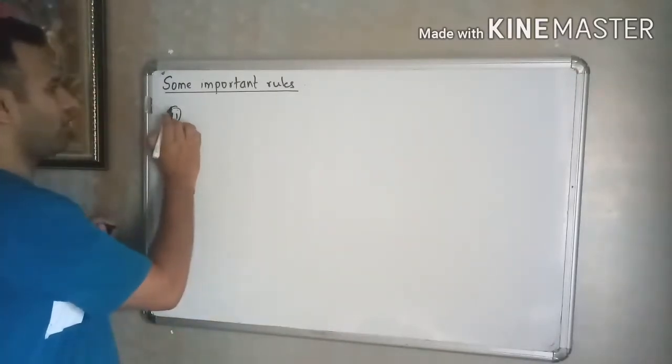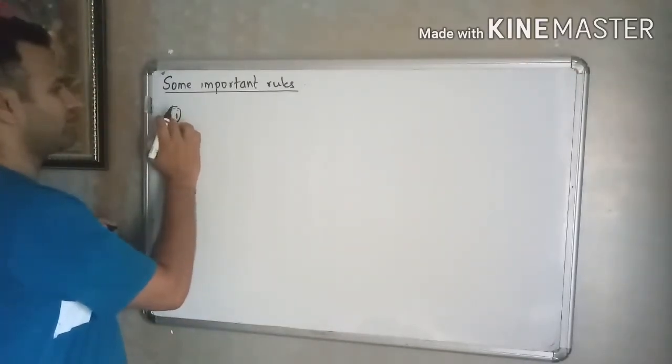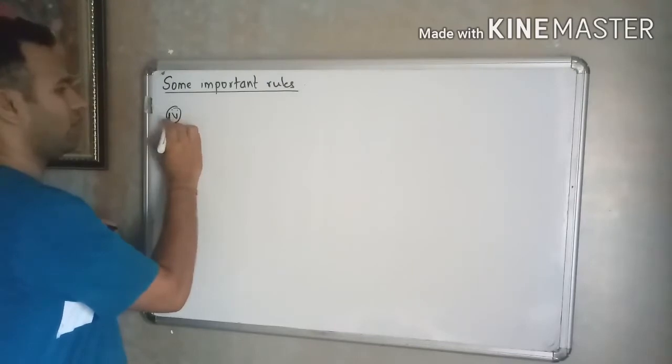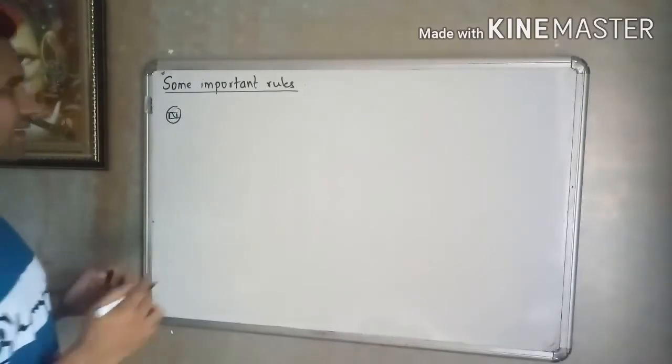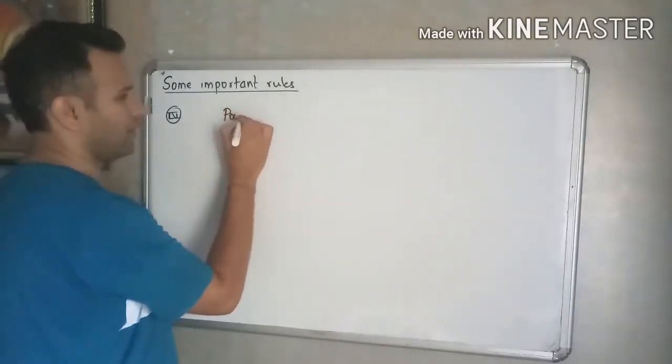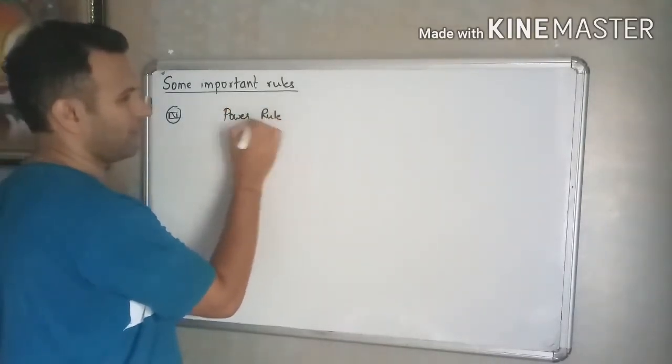So I'll make it 4. So this is 4. So rule number 4, the power rule, is what we are going to discuss. So what is this power rule? This is very, very important.